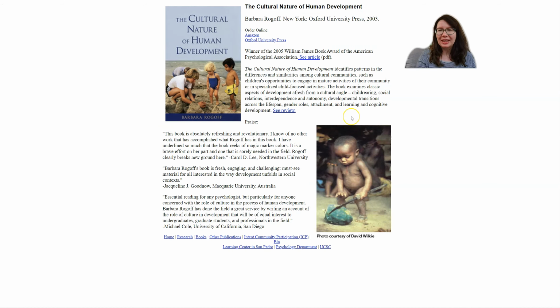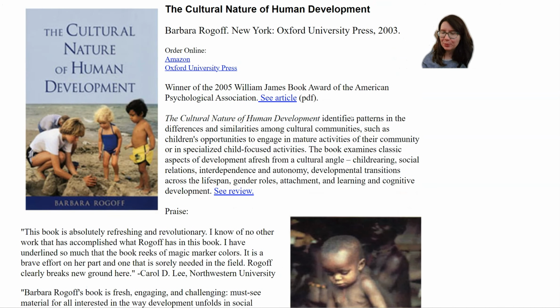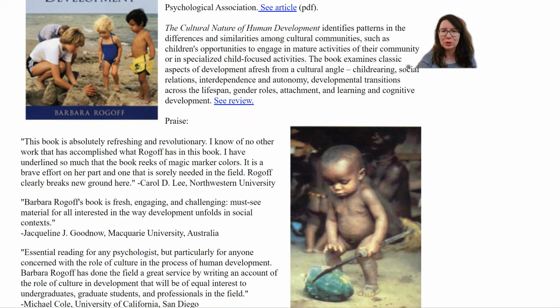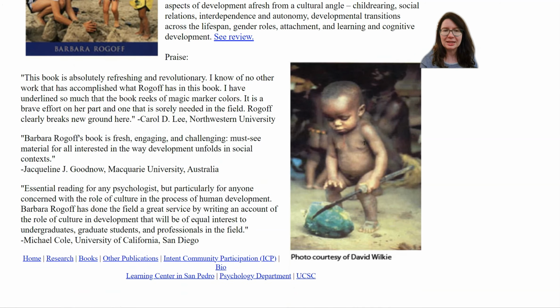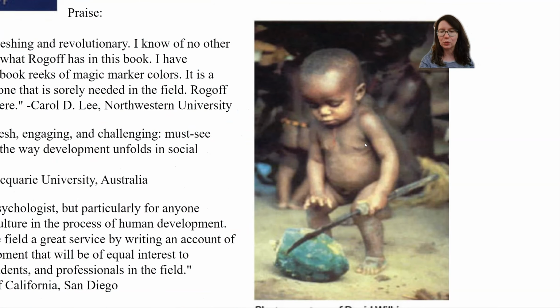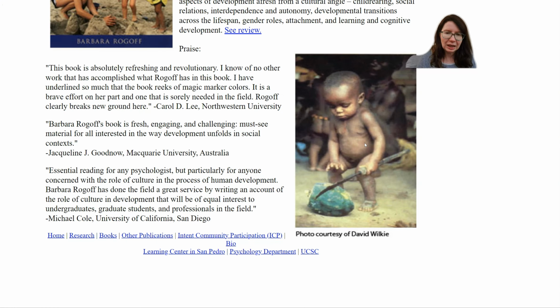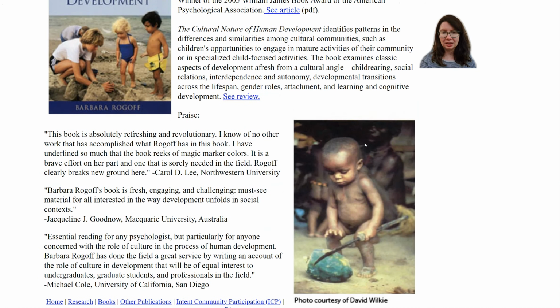So here is a famous picture that I always show to my students. It is from this Barbara Rogoff book that I was talking about, The Cultural Nature of Human Development. As you can see here, there are differences and similarities among cultural communities, such as how children participate in household duties, for example chores. Also, the acceptance of risk. This is the picture that I always show to my students, and it is quite shocking. It is a picture of a child who is relatively young, I would say a baby slash toddler, and he is holding a machete, a very sharp knife. You might consider it dangerous, but in the book you will find that this is just culturally appropriate.